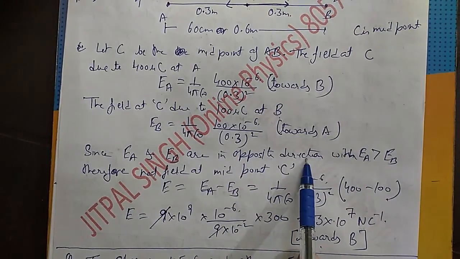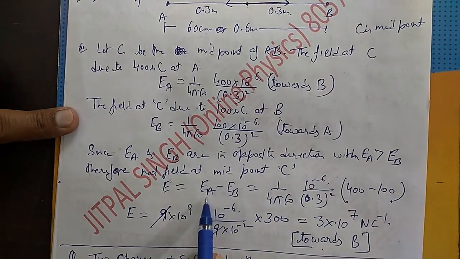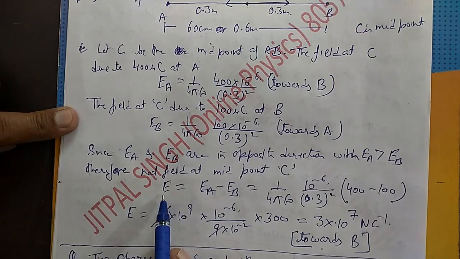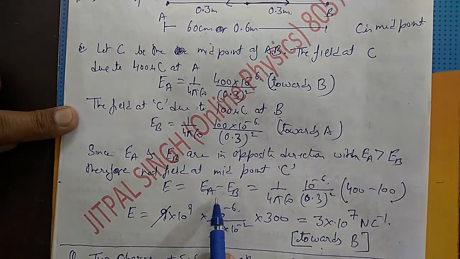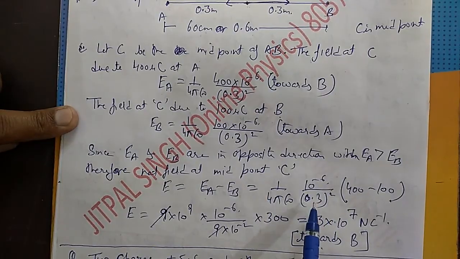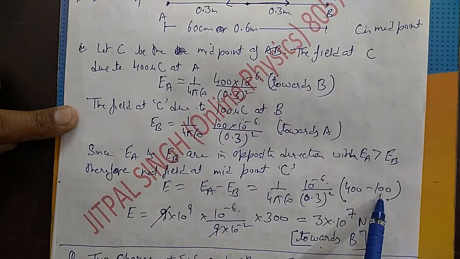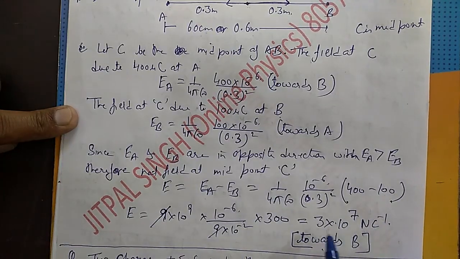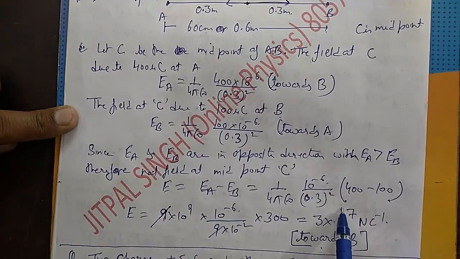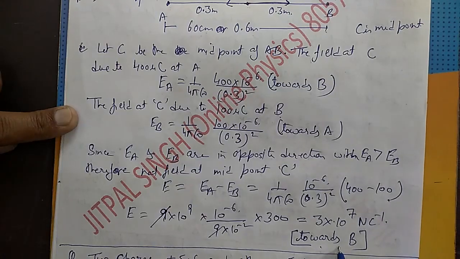Now these 2 fields are in opposite directions, so the net field would be the difference, keeping in mind EA is greater than EB. So we'll take E equal to EA minus EB. On taking like quantities common, we come up with 400 minus 100 in bracket. And after all the solution, we come up with 3 into 10 to the power 7 Newtons per Coulomb. And if you check the bracket, it is written here towards B.